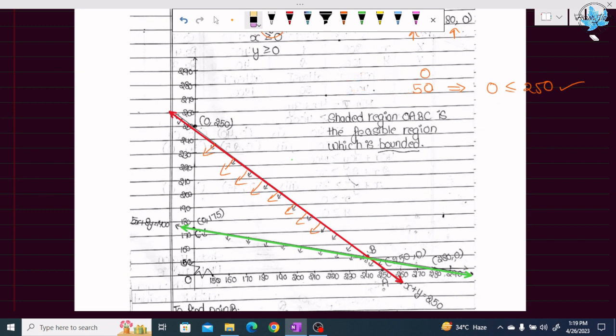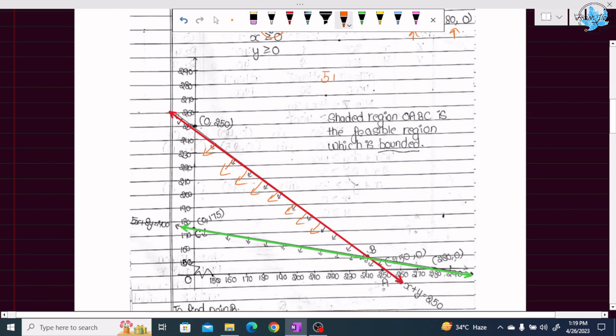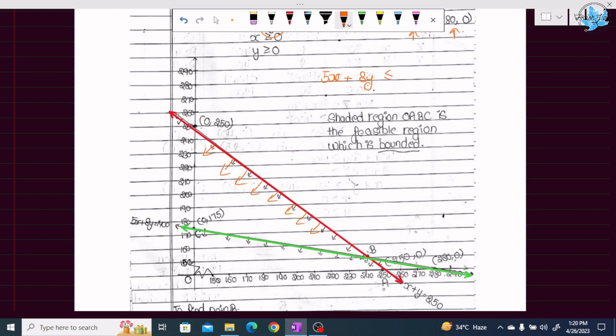Similarly, the second equation is 5x plus 8y is less than or equal to 1400. For the green line, we assume x and y to be 0 at the origin. So we get 0 plus 0 is less than or equal to 1400, so 0 is less than or equal to 1400. We can see it is also satisfying this equation. So the arrow on the green line will come towards the origin.